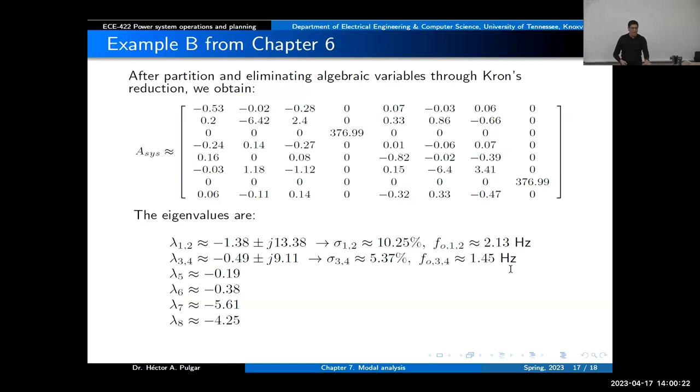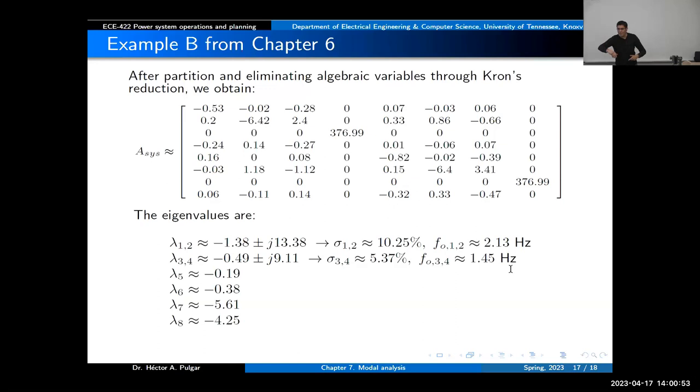Based on these numbers, this is different from the previous system. Why? In the previous system, we had just one pair of complex eigenvalues, and as I explained, these come in conjugate pairs. So last time we had just one pair of those conjugate eigenvalues, and that is related with just one type of dynamic behavior.